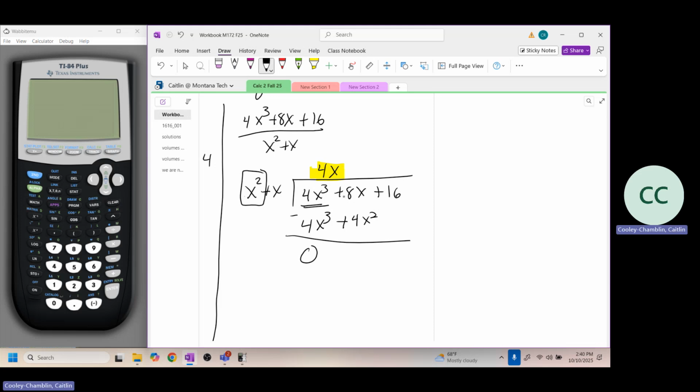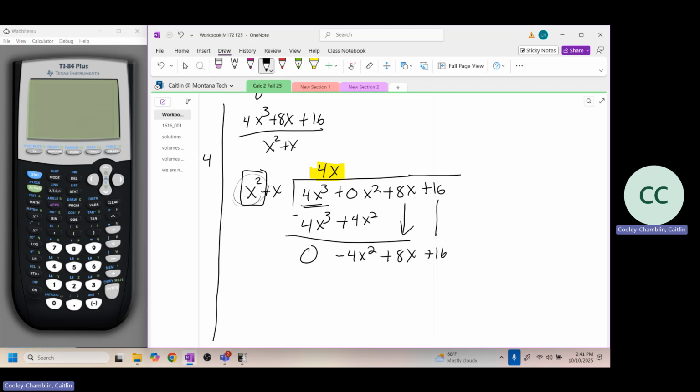There is no x squared, so what I tend to do is I write it in: plus 0x squared plus 8x plus 16. It just makes life a little bit easier. So I'm going to subtract that, and I get negative 4x squared. Okay, then I bring down the next term, so plus 8x. I'm just going to bring it all down, plus 16.